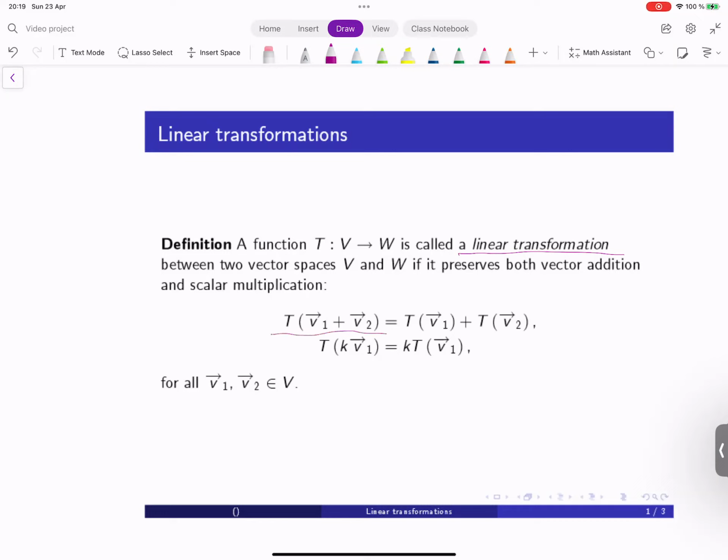So if T is applied to the sum of the vectors v1 and v2, we get as a result the sum of the images of those two vectors in the space W. And if T is applied to a product of the vector v1 with a scalar k, then we get the scalar k multiplying the image of the vector v1, which is also in the space W.